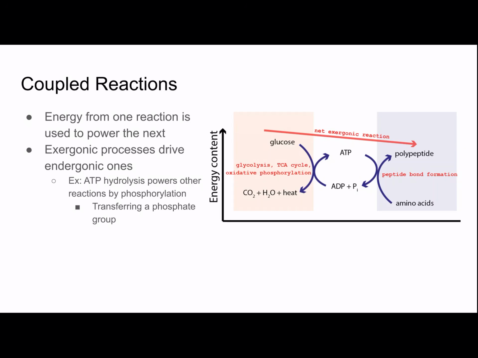So you can see that those two kind of balance each other. And the same is true for the opposite reaction. ATP being broken down could help power the formation of polypeptide from amino acids. So these reactions would be called coupled, because one powers the next.